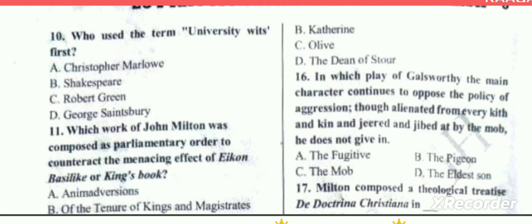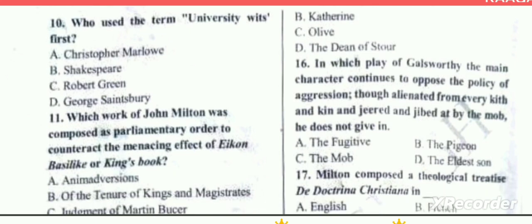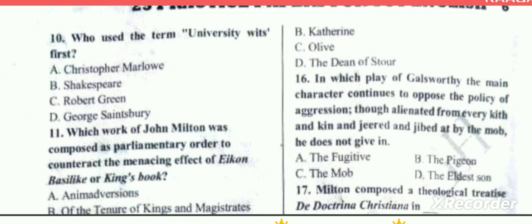Very important question it is, students, and you must know how many writers there were among the University Wits, so that you can note it down somewhere. I am telling you: John Lyly, Christopher Marlowe, Robert Greene, Thomas Nash and Thomas Lodge, George Peele, Thomas Kyd.